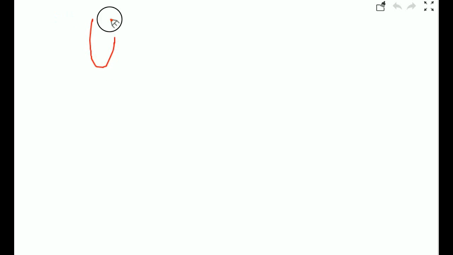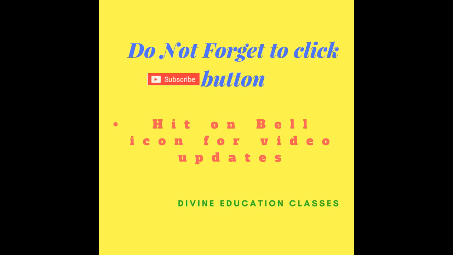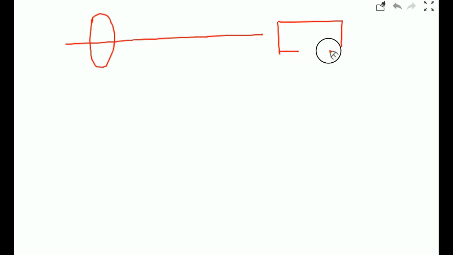Suppose you have a coil, and here you have a bar magnet. This side is the south pole, this side is the north pole. This bar magnet is coming closer to the loop, so it means flux is increasing. Now you can see the direction of the magnetic field will be in this direction, because this is the south pole. This is an important point.